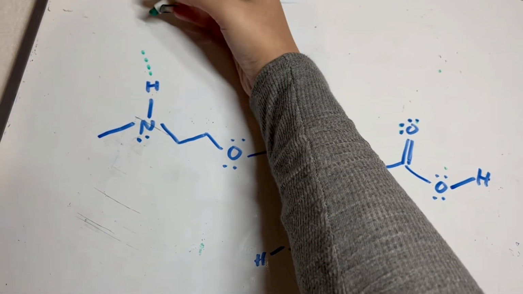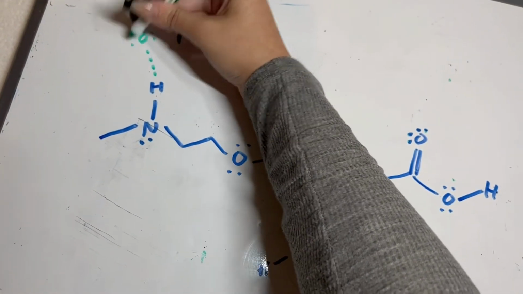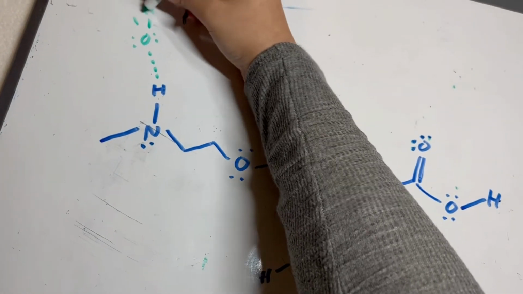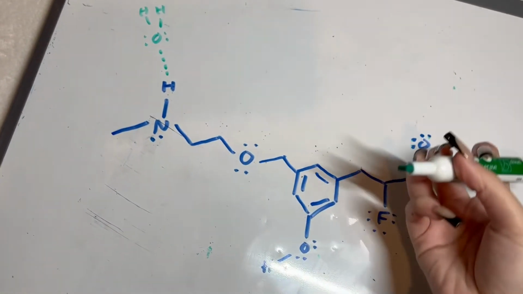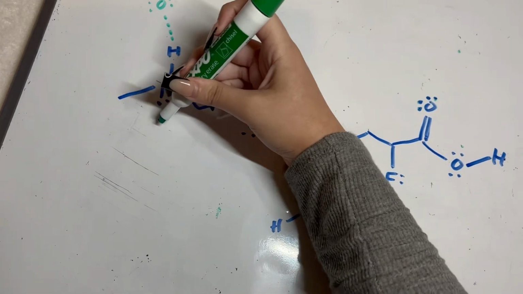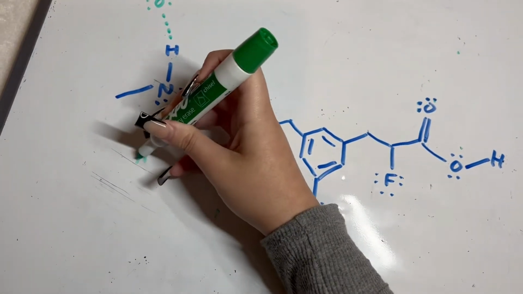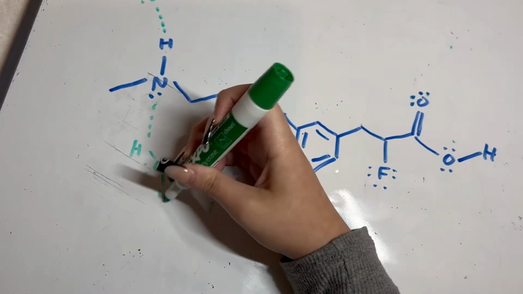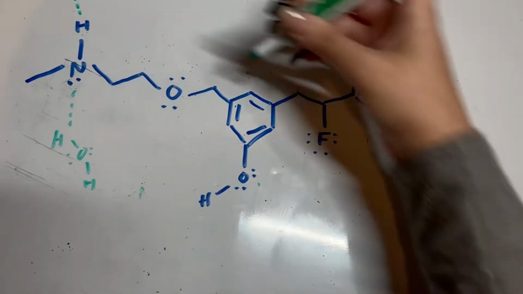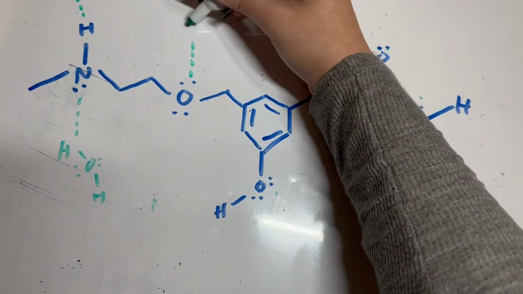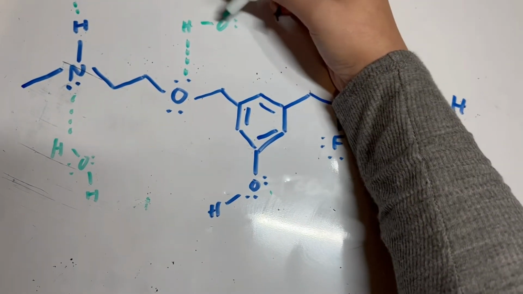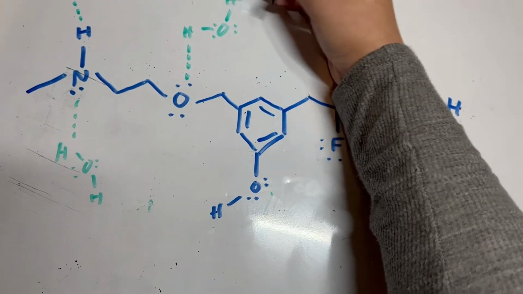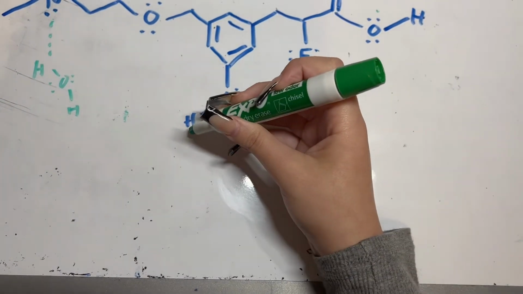So this connects to O, and this automatically has 2 H's. This one connects to H. This one has an O and an H. This connects to H, and this has an O and an H. This one connects to O.